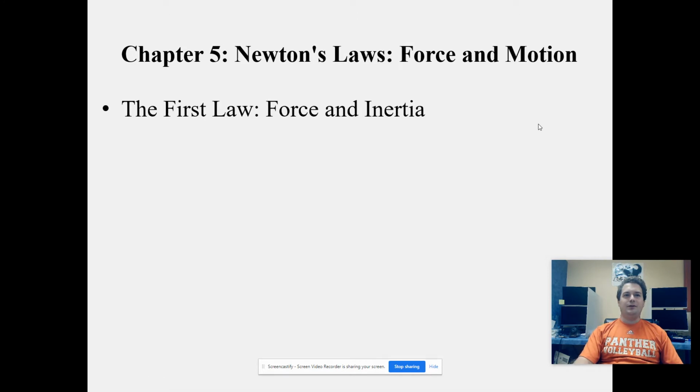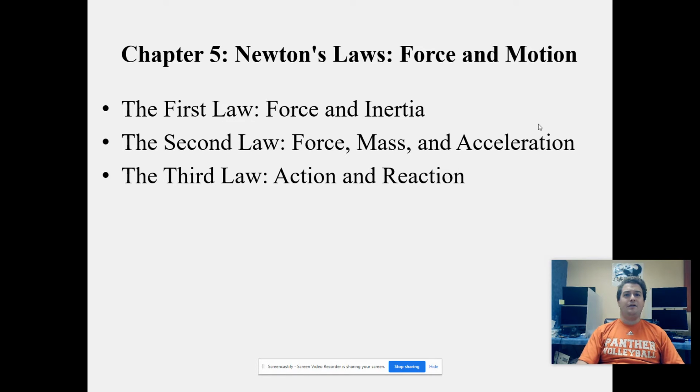First, we have the three laws. The first law about force and inertia. The second law about force, mass, and acceleration. And the third law about action-reaction pairs. Okay? So, let's get into it.